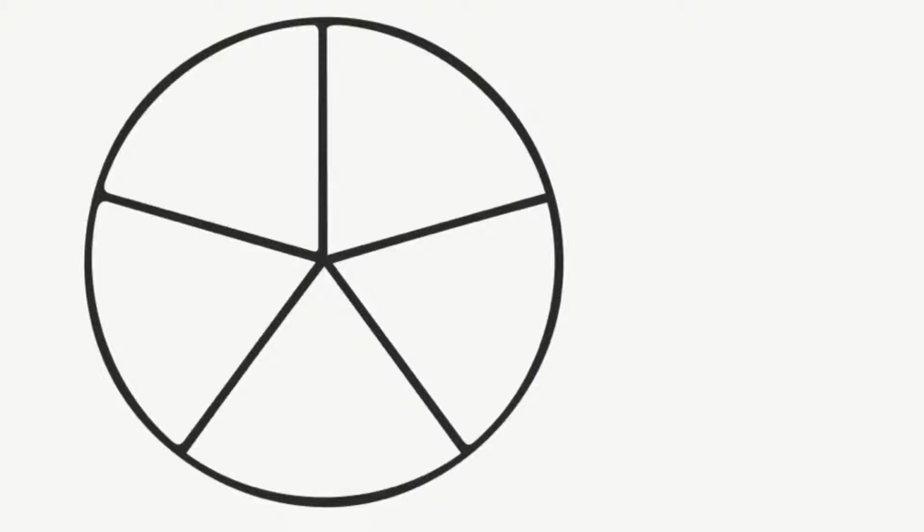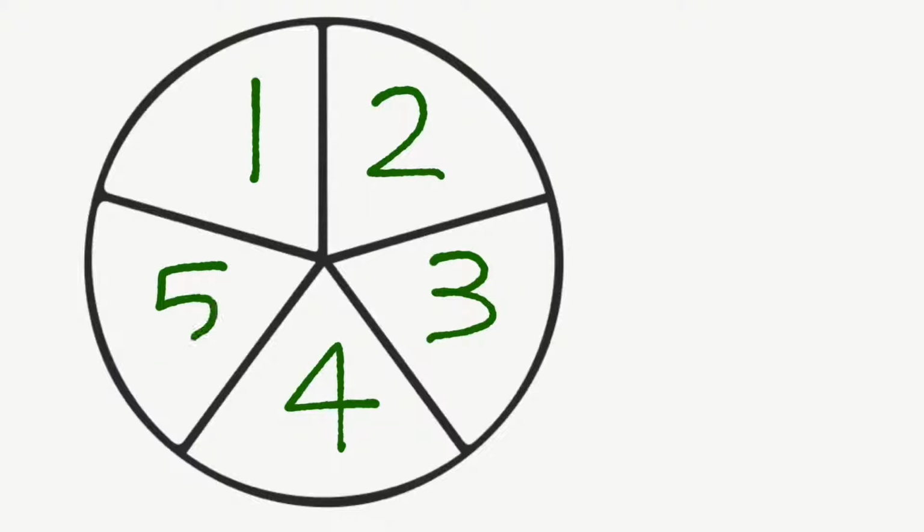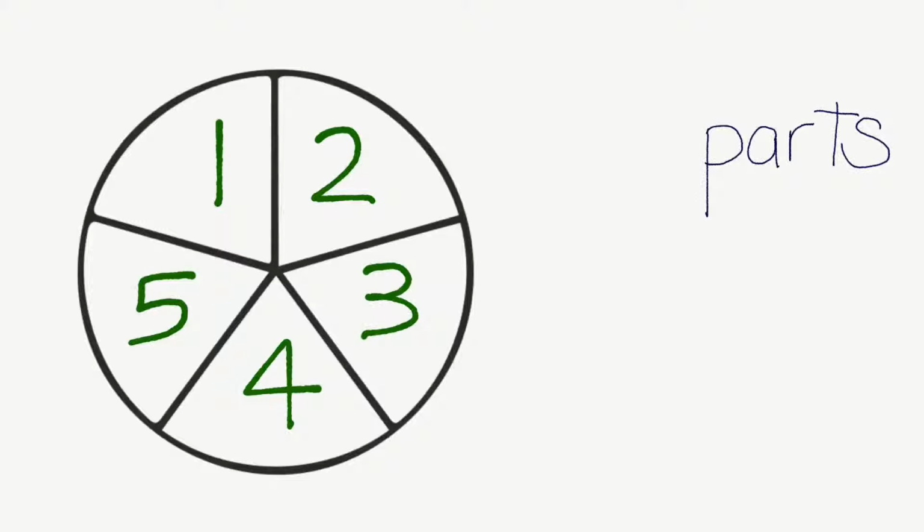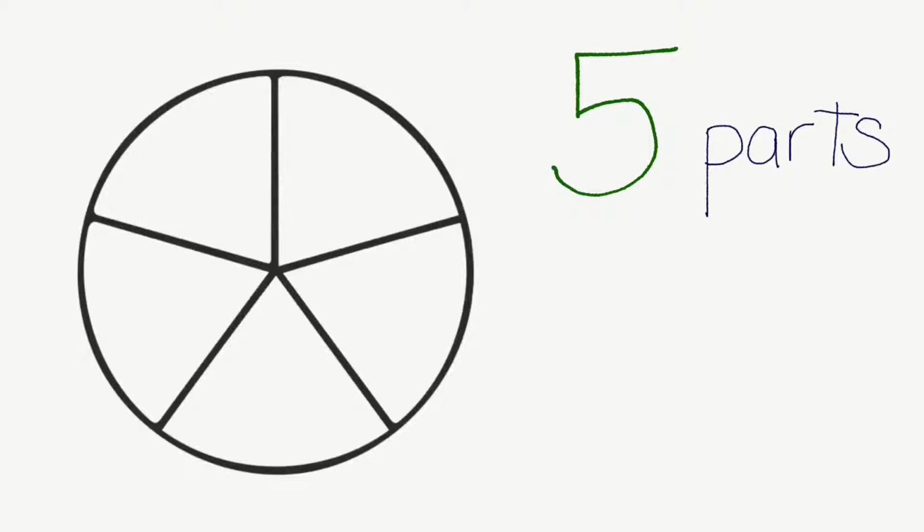Look at this circle. How many parts does it have? Let's count the parts to this circle. 1, 2, 3, 4, 5. So the circle has 5 parts. Each of these parts will be called 1/5. So let's label the fifths in this circle.